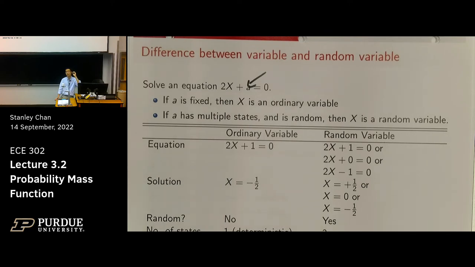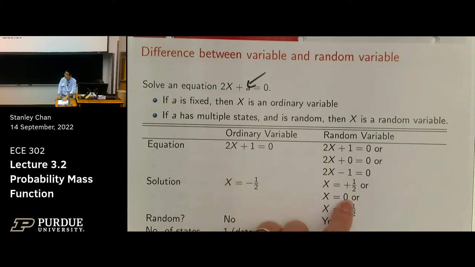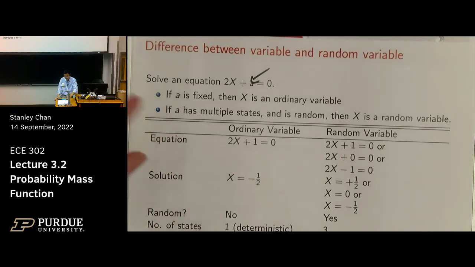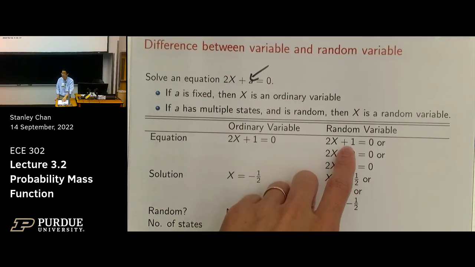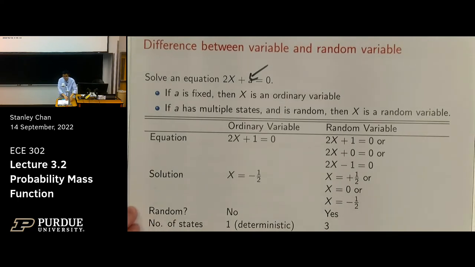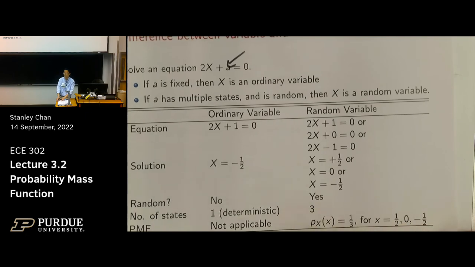So think about the dummy variable: you have a being 0 or 1 or 2, or if you throw a die, you get 1, 2, 3, 4, 5, 6. So you get all these numbers. Depending on what a you plug in, you have different equations, and therefore different solutions. And therefore, this x has different randomness associated with it. In the ordinary equation, you only have one variable, it's fixed, it's deterministic. In the random variable case, depending on what a you have, you will have a different outcome for x. So you have different probability mass for x. What is the probability of getting this state x? They're all 1/3, and then you have three choices, 1/2, 0, and minus 1/2 for this equation.